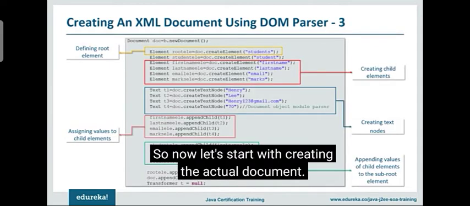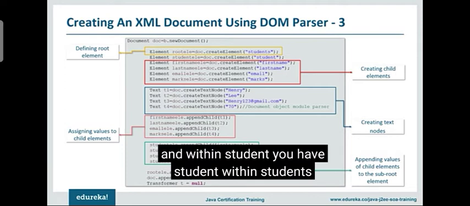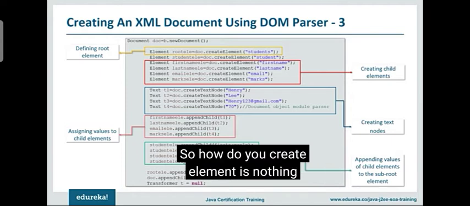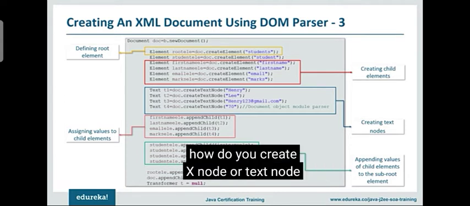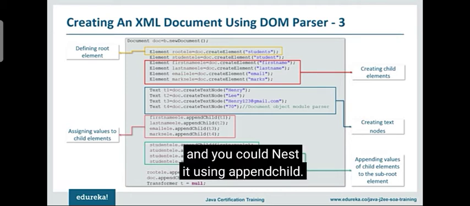So now let's start with creating the actual document. You have the root element as students, all right? And within students, you create student, and within student, you have like first name, last name, email, and marks. And you could see first name put as Henry. So how do you create element is nothing but using doc.createElement. How do you create text node or the actual value that you have within your element? You would do it with createTextNode. And you could nest it using appendChild.